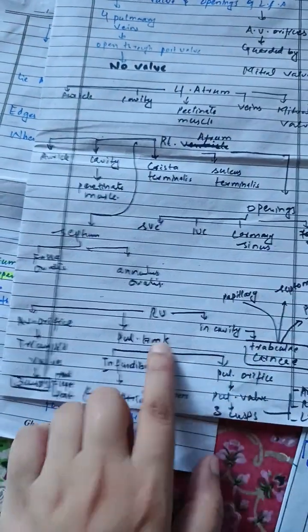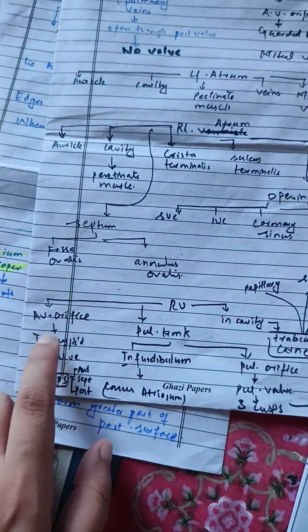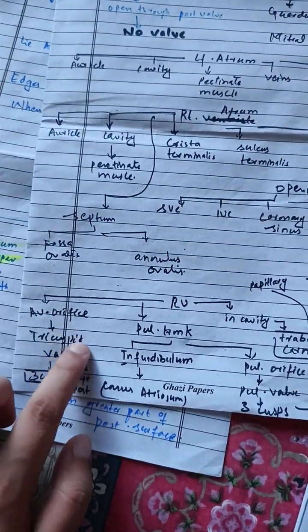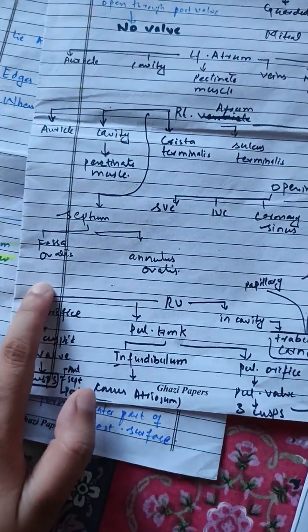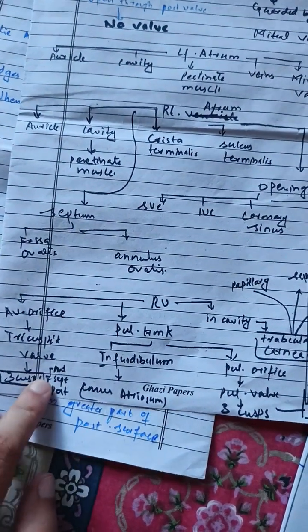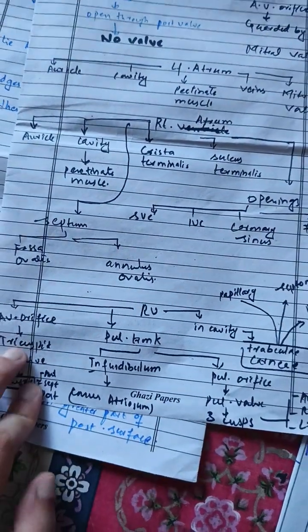And now about the right ventricle, we have discussed that it has an atrioventricular orifice guarded by the tricuspid valve. Between the right atrium and right ventricle, there is a valve called the tricuspid valve, which has three cusps. The cusps are anterior, septal, and posterior.